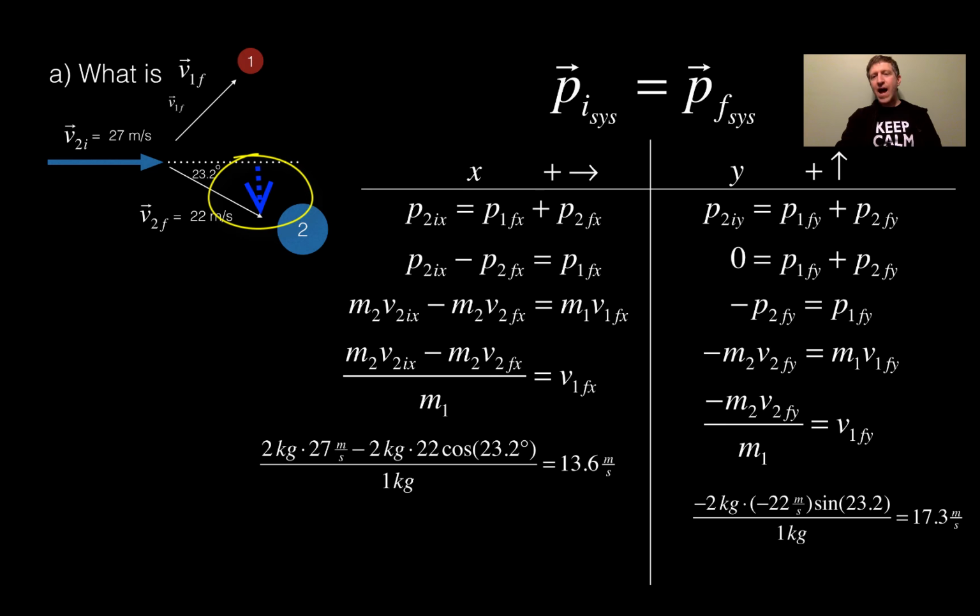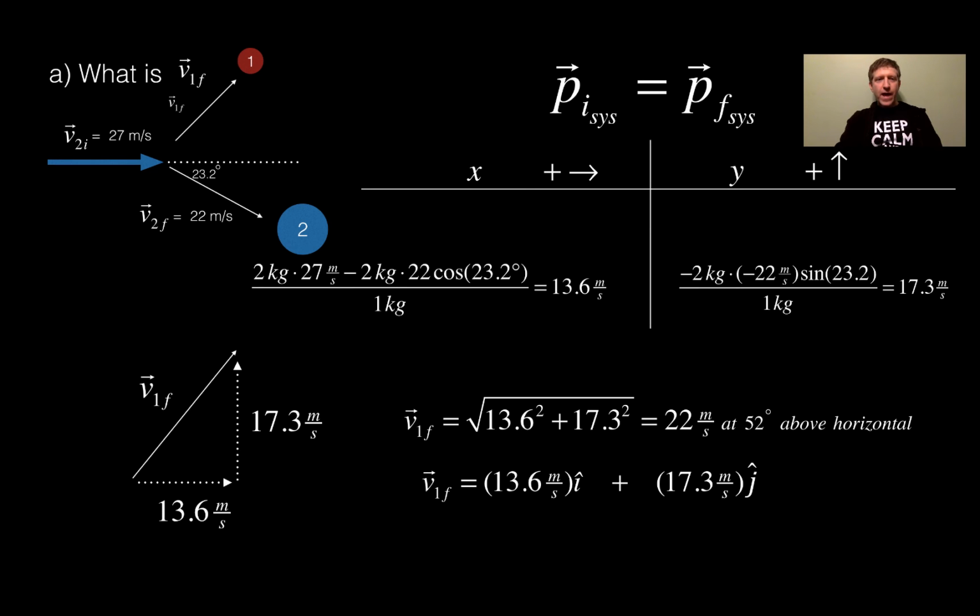So that down component of V2 final will be negative. But notice that cancels out with the other negative, so I do get my final velocity of object 1 in the y direction is positive 17.3 meters per second.